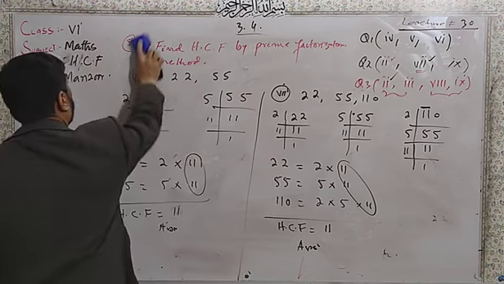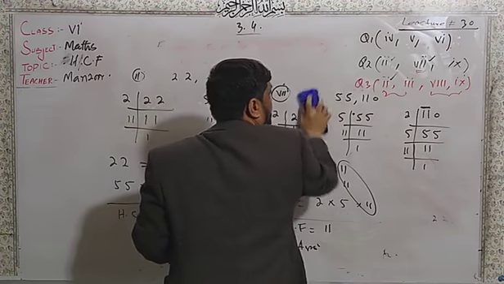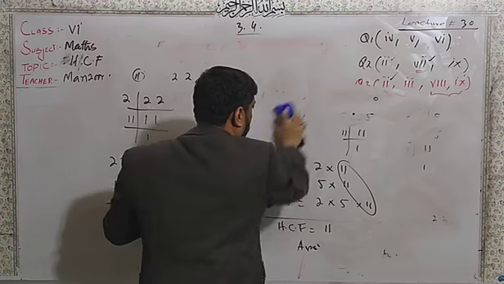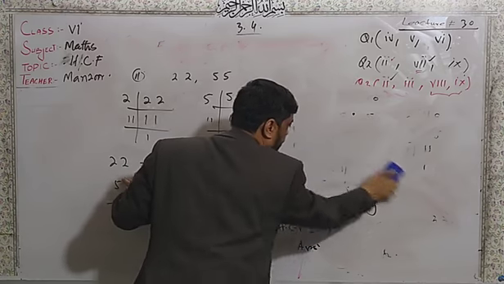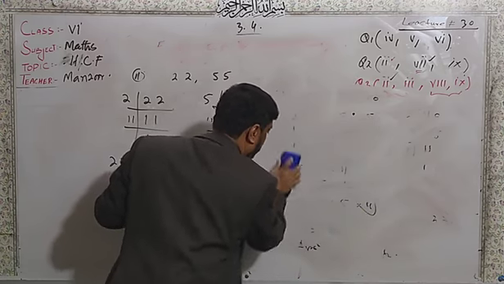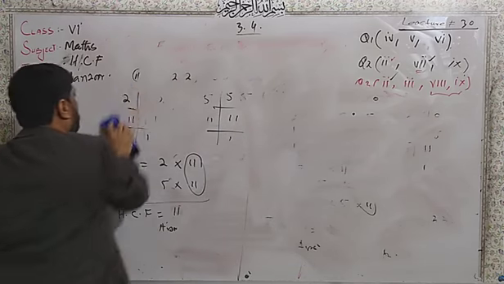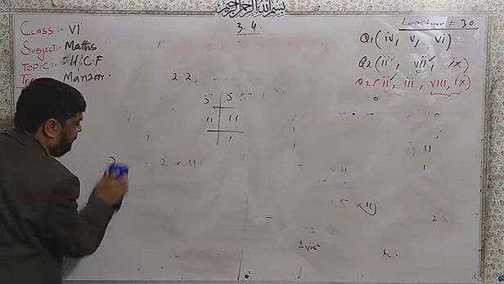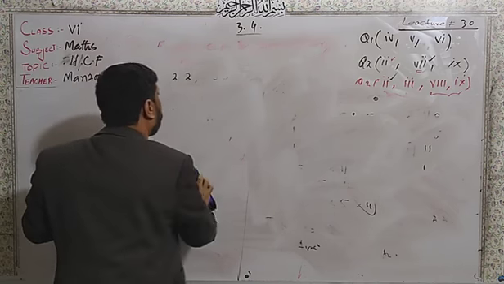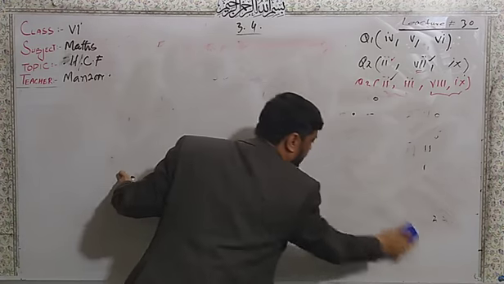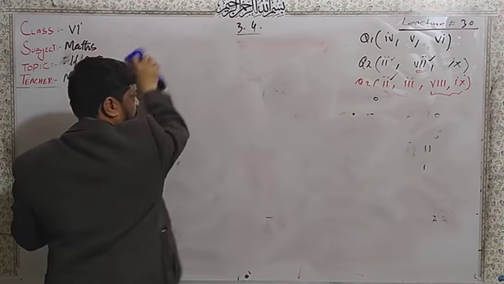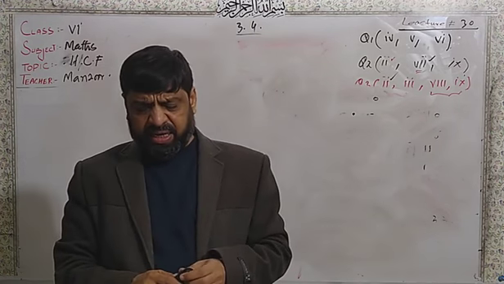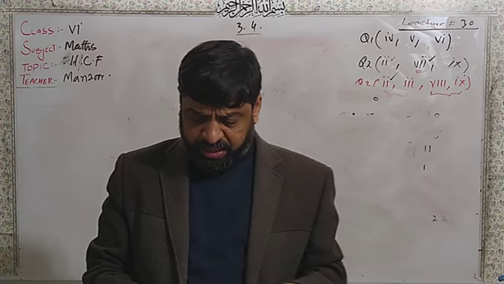Dear students, now the last part number 9 is homework for you, and I hope you will do it. And now we have question number 4. It is about the highest common factor, but you will find it by the long division method. In the long division method, dear students, we have a rule that we will divide by the smaller number till the last final number comes out.